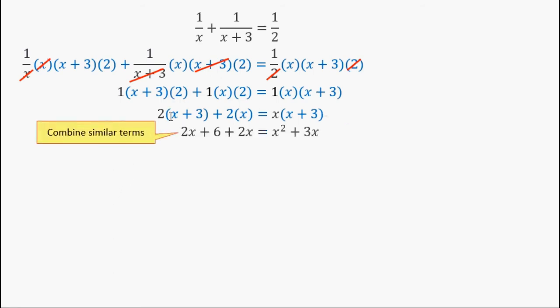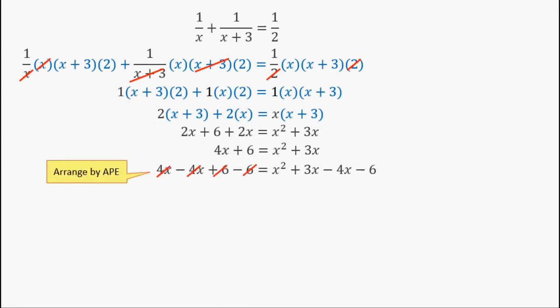So, we have 2 times x is 2x, 2 times 3 is positive 6. 2 times x is 2x, and then, on the right side, we have x times x is x squared, x times 3 is positive 3x. And then, we combine similar terms. So, on our next line, we have 4x plus 6 is equal to x squared plus 3x. Next is to arrange it in standard form. Let us apply APE. This time, susundan natin kung nasaan yung x squared.